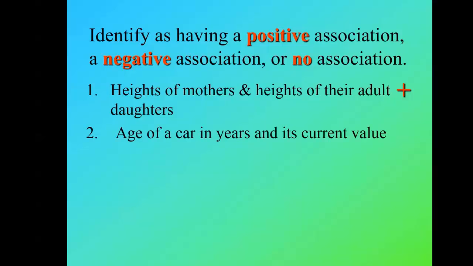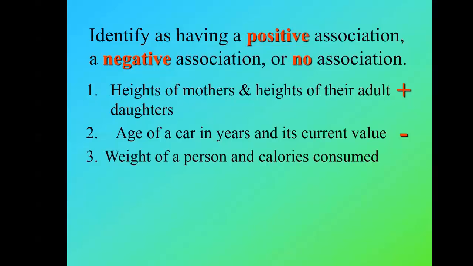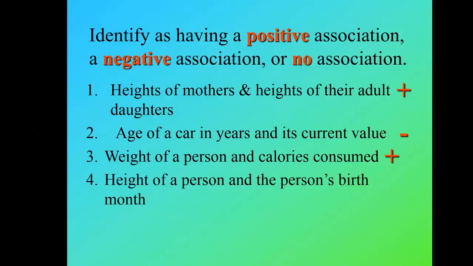Age of a car in years and its current value. As the car gets older, its worth tends to decrease. So I expect there's a relationship. Weight of a person and calories consumed. As their weight increases, I'd expect them to eat more. Height of a person and a person's birth month. I wouldn't expect any relationship there.